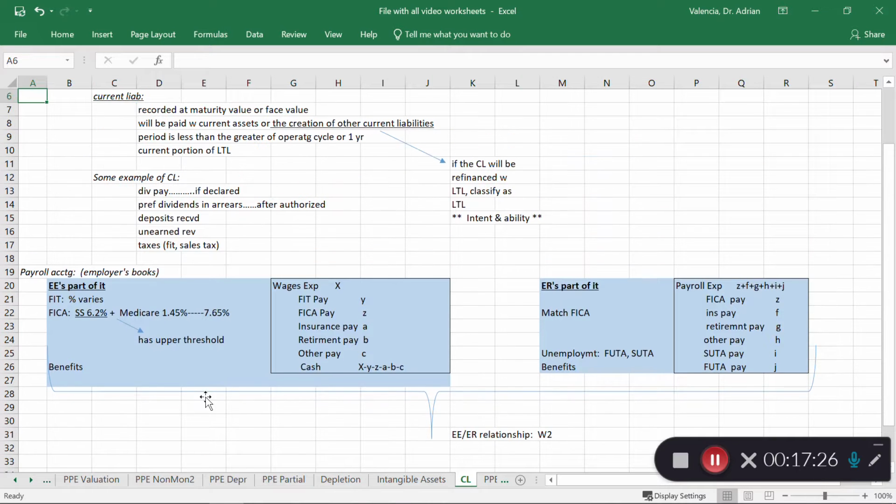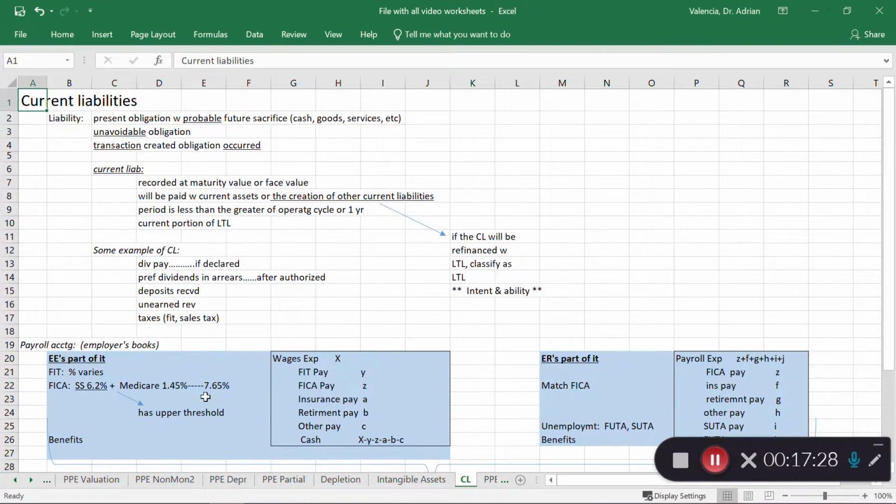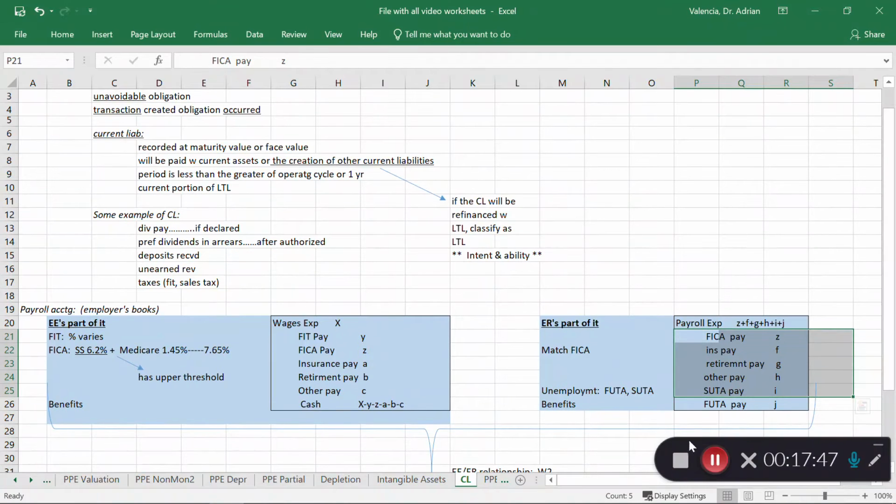But the reason for this discussion on payroll is, given that we're talking about current liabilities, current liabilities exist in many of these accounts. These are all current liabilities regarding payroll. So keep that in mind. Okay, this concludes the video on current liabilities.